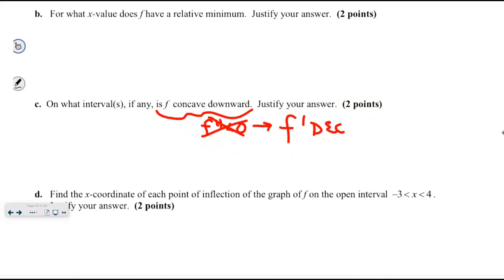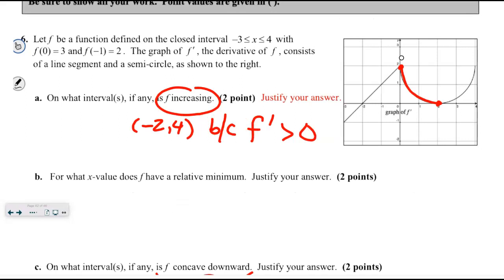And what's our next one? Part D, inflection points occur when f double prime changes sign. F double prime is positive because f prime is increasing. F double prime is negative. This can occur. Remember that it occurs at places where f double prime equals 0 or does not exist. So we would have said at x equals 0 and at x equals 2.